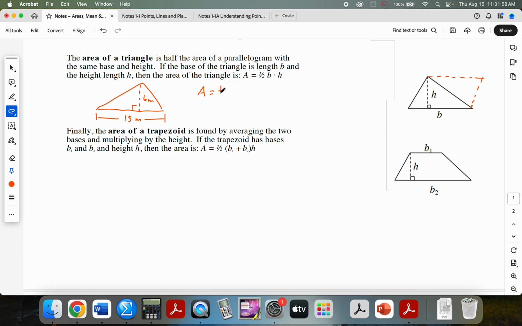So the area would be half base times height. I'm a big proponent of writing out the formula every time you use it so that you get it memorized quickly. So that'd be half of 15 times 6.